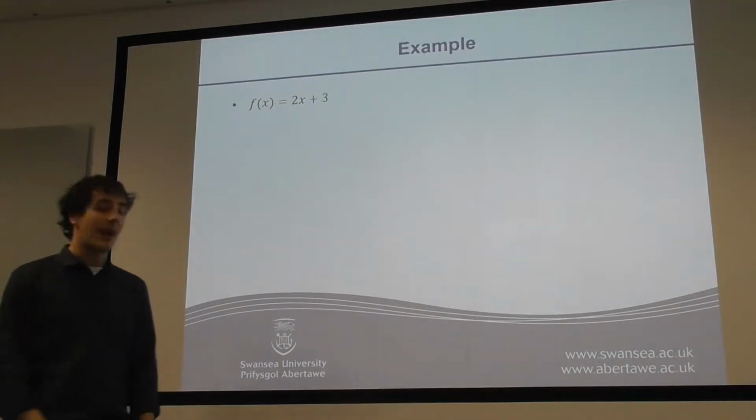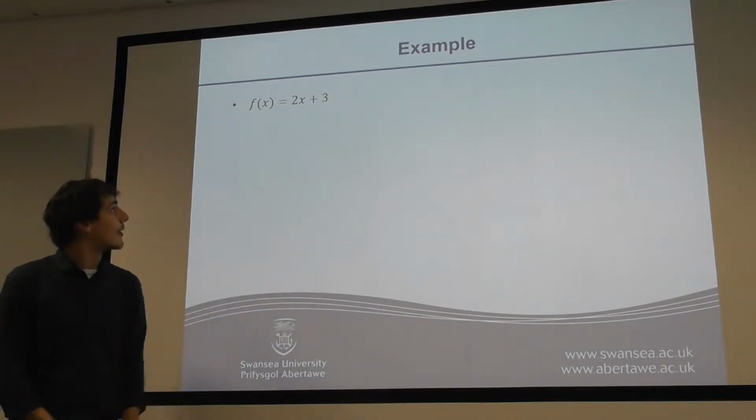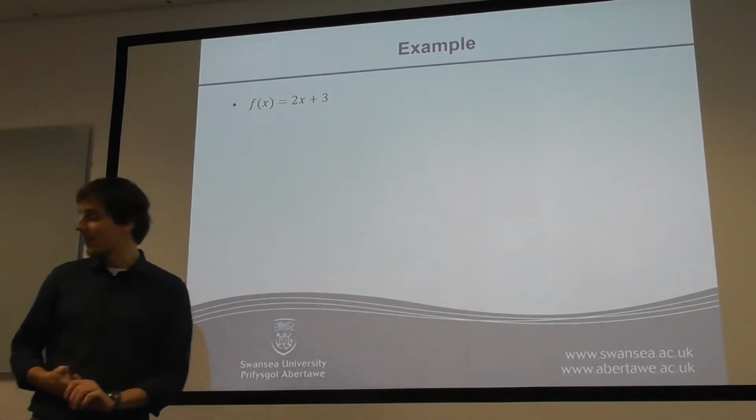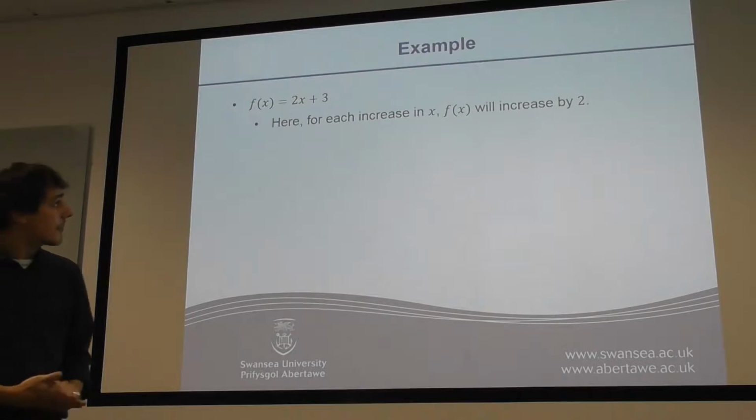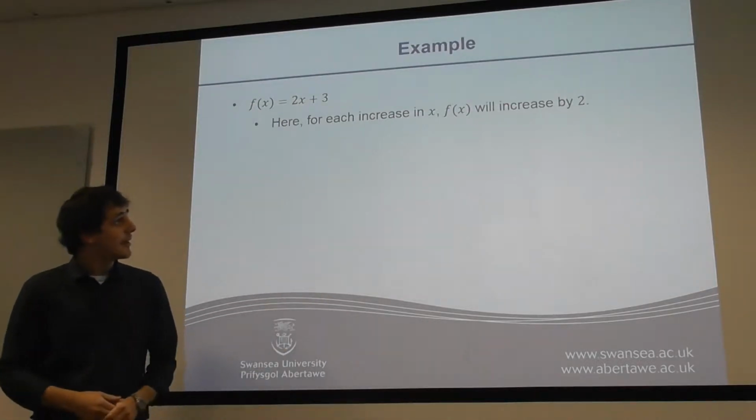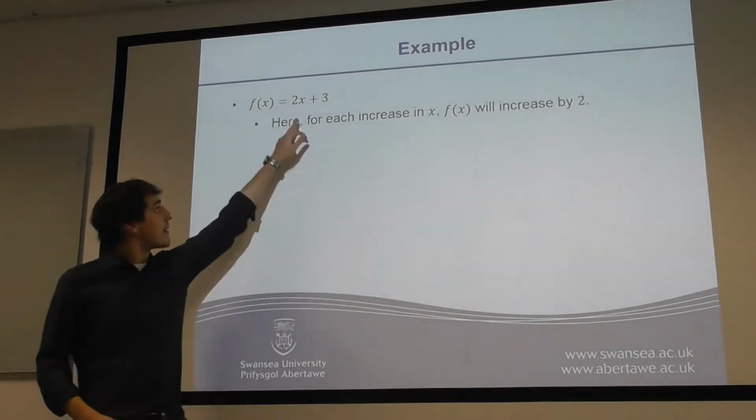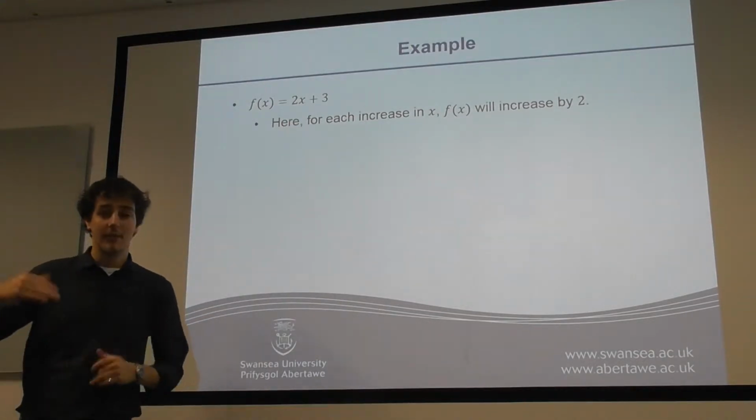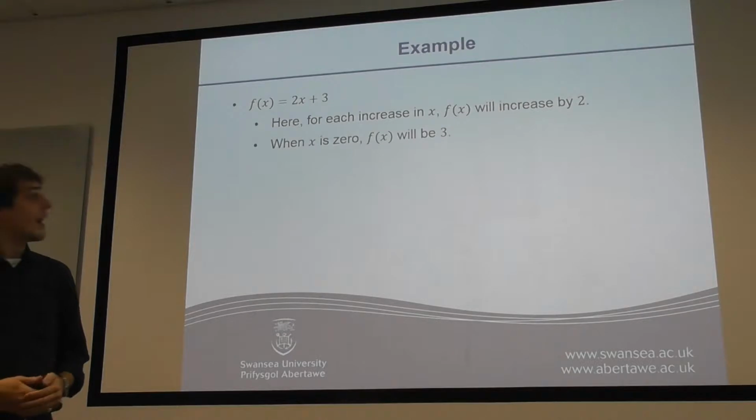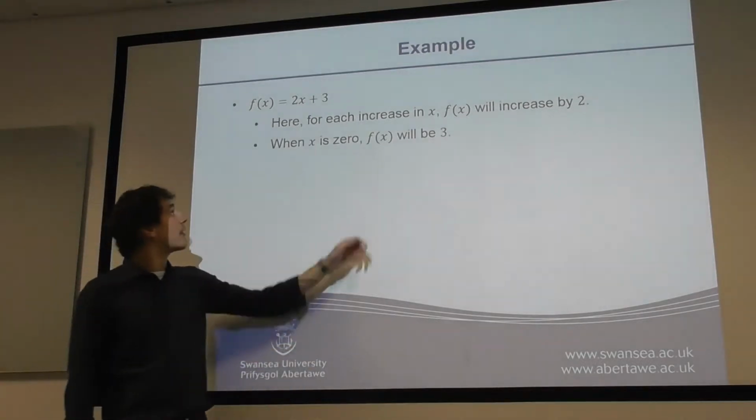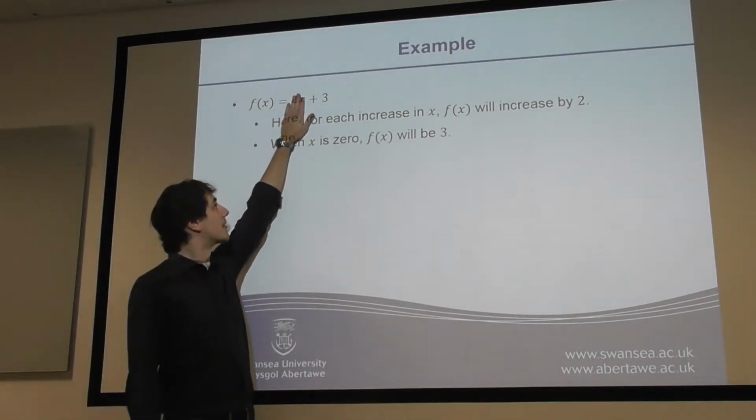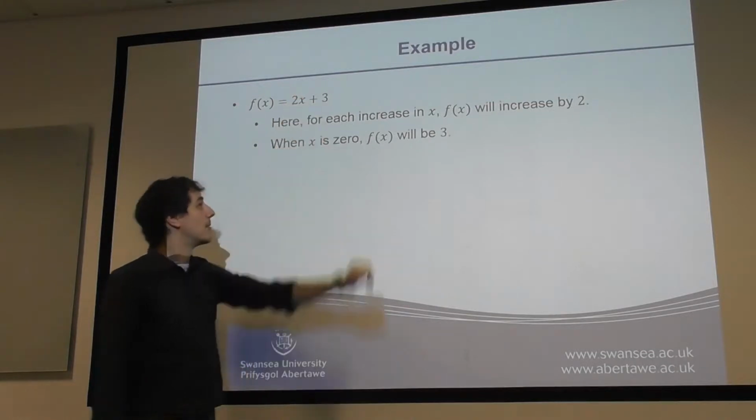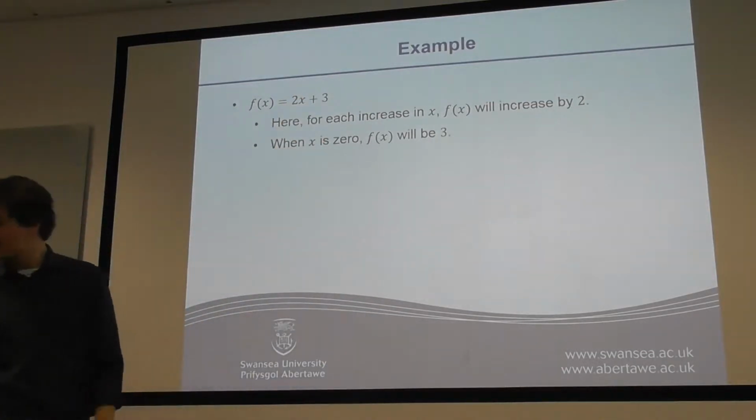Okay, so let's look at an actual example. Here we've got f of x equals 2x plus 3. For each increase in x, f of x will increase by 2. We can see that by the 2 attached to the x there. So for each new x, f of x will increase by 2. And when x is 0, f of x will be 3. So we can just get rid of that part, and we're left with f of x equal to 3. Nice and simple.